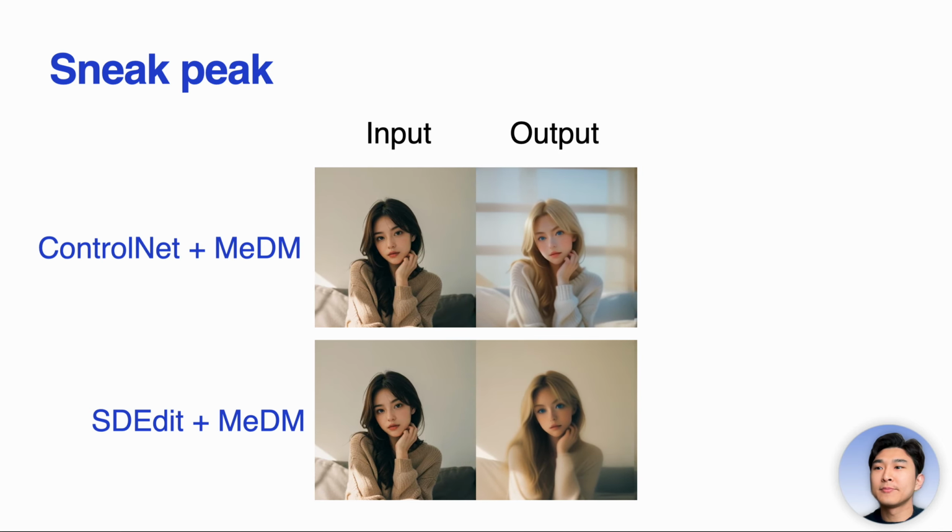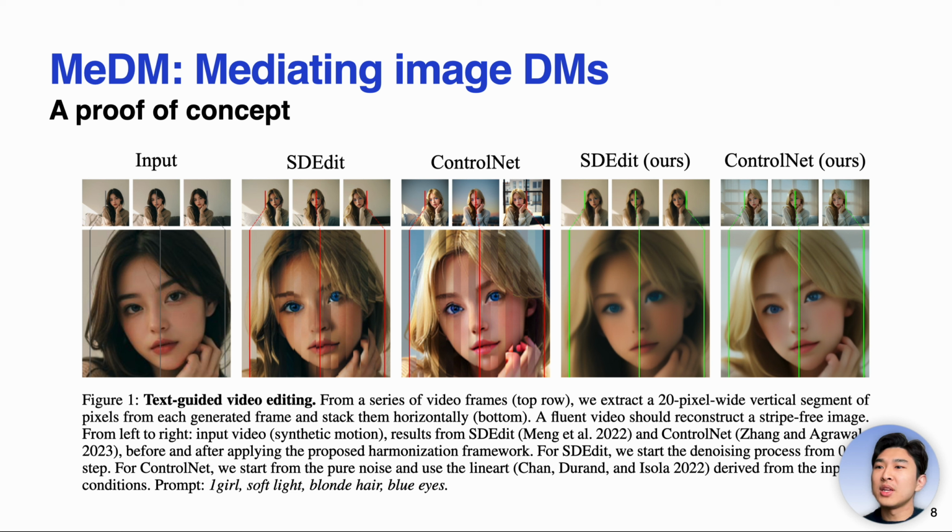Pretty great, right? So to put it into perspective, let's extract vertical beams from each video frame and stack them horizontally to get the idea. We can see that the video generated by our method reconstructs stripe-free images, which means the temporal coherence is good, and on the other hand, without our method, the reconstruction is terrible even on this simple toy example with artificial flows.